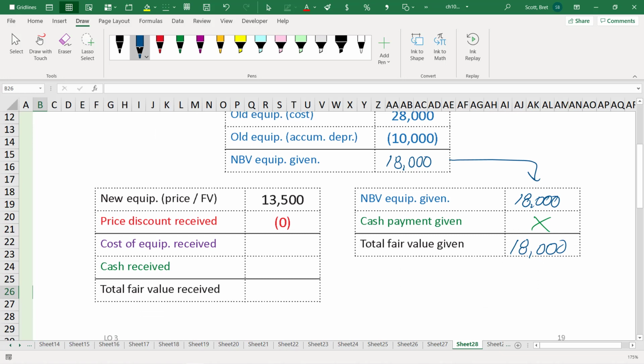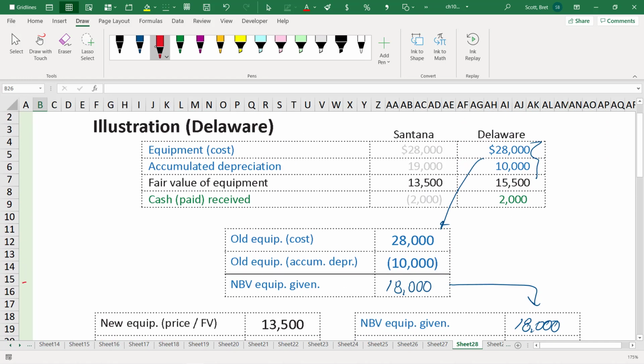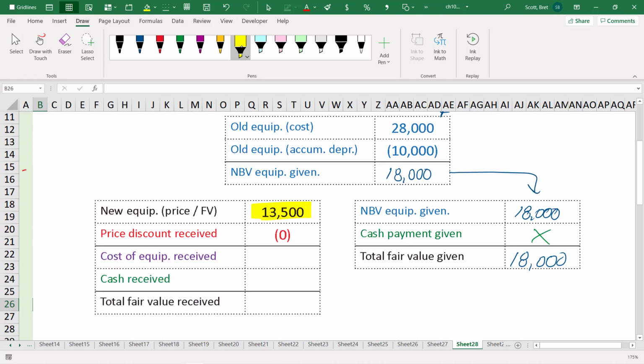What about the value that's being received? Well, in this case, the fair value of the equipment on Santana's books is $13,500. So $13,500 is what we consider the fair value of the equipment being received. There's no price discounts offered in this case, so the cost basis of the equipment received is $13,500. Okay, the cash that's received is separate. It's a separate transaction. We will record that in Delaware's cash T accounts.